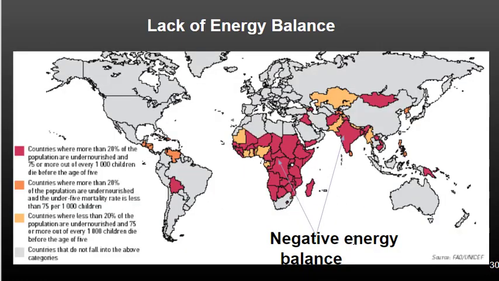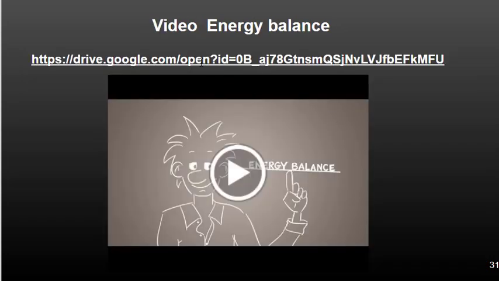And this map is showing us people that are in negative energy balance, not able to consume sufficient amount of food. So some places in Africa, some places in India, for example. Okay, when you've got time, you can please have a look at the video on energy balance, which discusses energy coming in and energy going out, and how to maintain a healthy body weight.